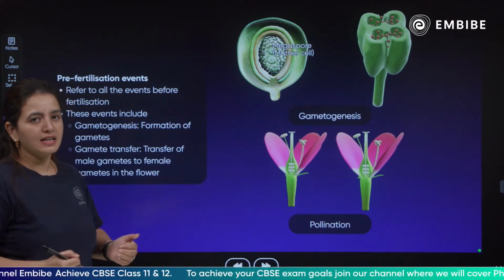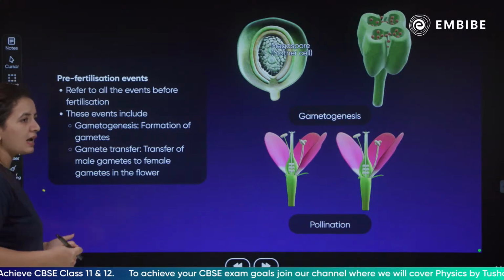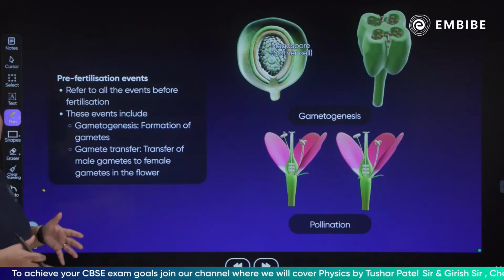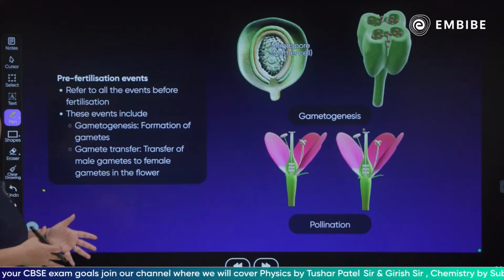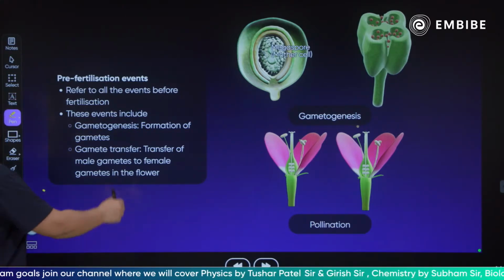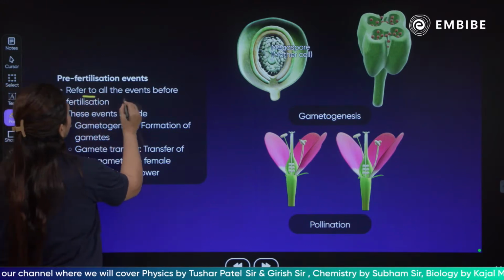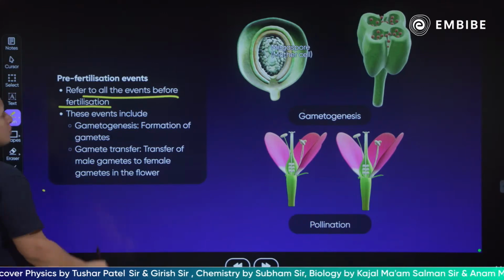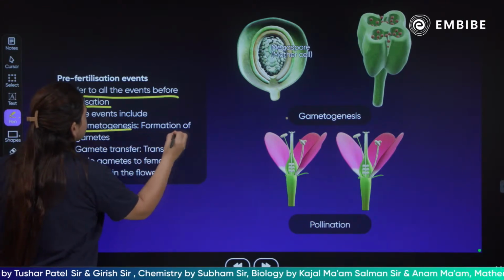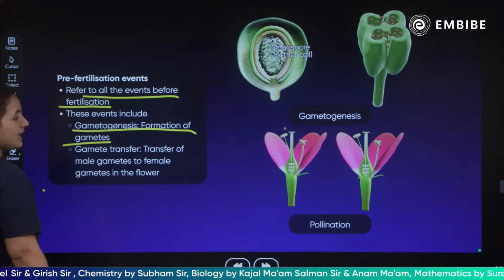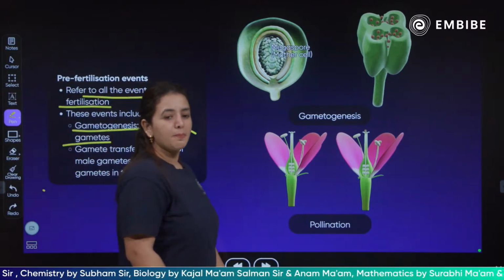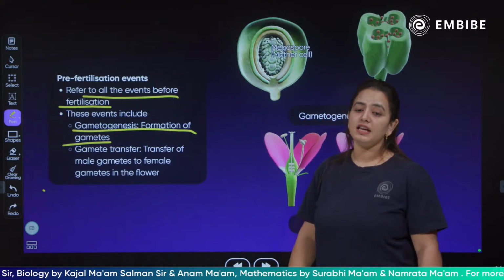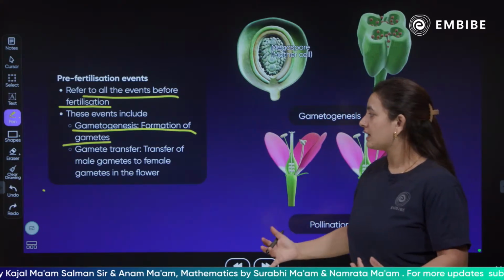So the pre-fertilization events are when the male gamete, which is a pollen grain, or the female gamete, which is the ovule, are formed. Pre-fertilization refers to all the events taking place before the fertilization. This includes gametogenesis, which is the formation of gametes. Yes, the gametes are formed in the pollen sac and the ovary of the gynoecium or the carpel.